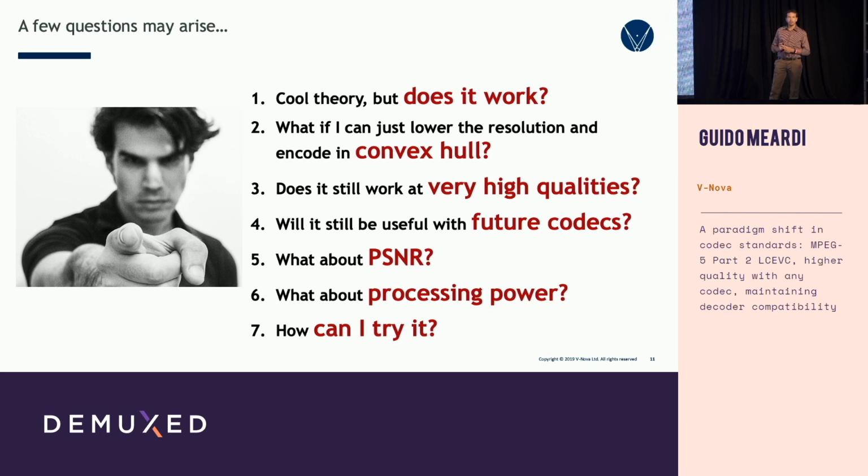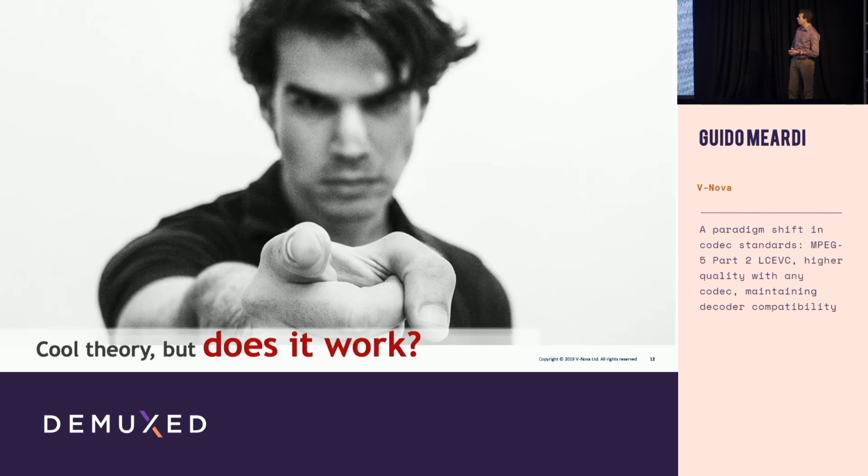Number five, what about PSNR? Number six, what about processing power? What are the actual benefits in complexity? And number seven, how can we try it? So let's go one by one, and I'll try to be quick, as I was saying, but show you quite a lot of numbers. So, cool theory, does it work?